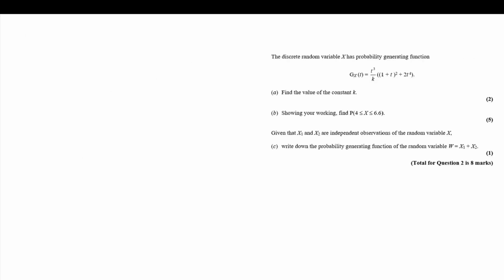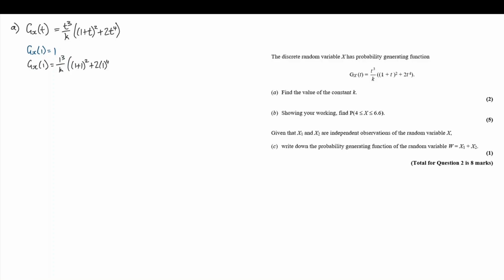In this question, we've been told that the discrete random variable x has a probability generating function as defined by the function below. So I'm just going to write out the distribution, and we've been told to find the value of the constant k. There's an unknown k here. The fact we're going to make use of is that we know G_X(1) will always equal 1.